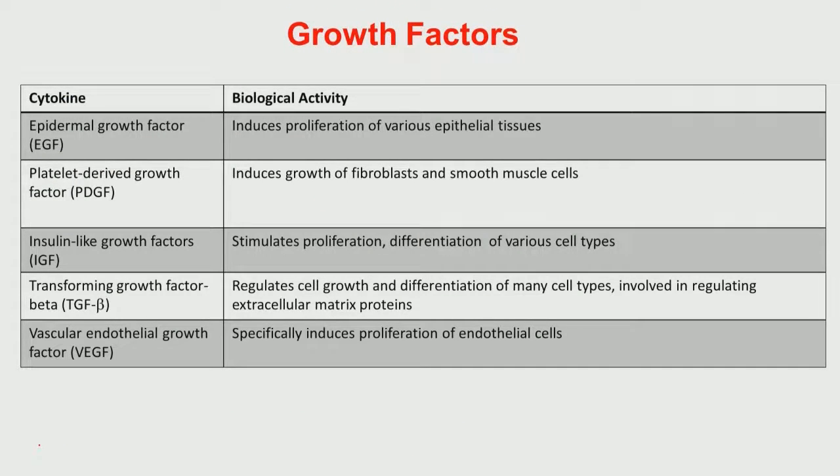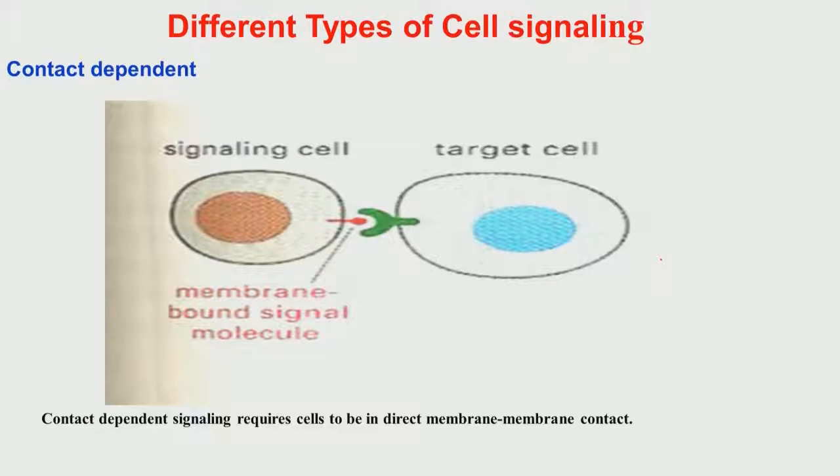So, TGF beta, as I said, regulates cell growth and differentiation. Then you have insulin growth factor, which is the third important one, and that stimulates proliferation and differentiation in some specific cell types. Now, coming to the different ways that the cell signaling process can take place.